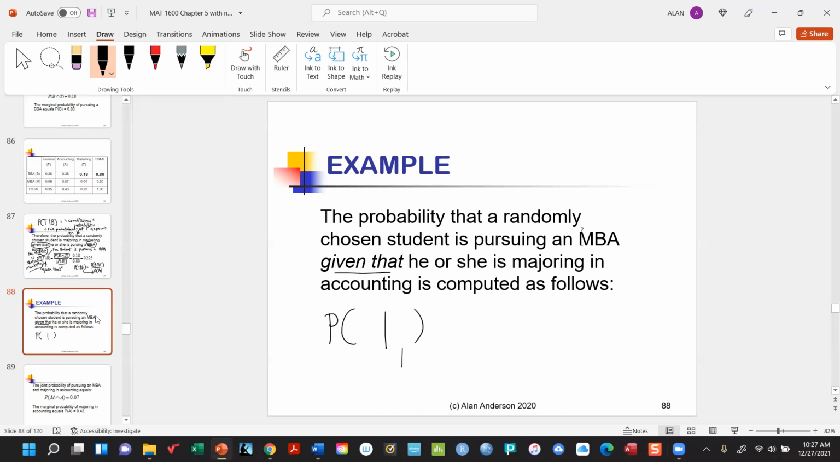What do we know? We know that the student is majoring in accounting. With that knowledge in hand, let's figure out the probability that he or she is getting an MBA. And based on the definitions we just had, the way we do this is to calculate the joint probability of both M and A, and we divide that by the probability of A. So now all you have to do is look these up in the table, and you're all set. It's so straightforward. But again, after you've done this a few times, you'll see that it is a very straightforward idea.